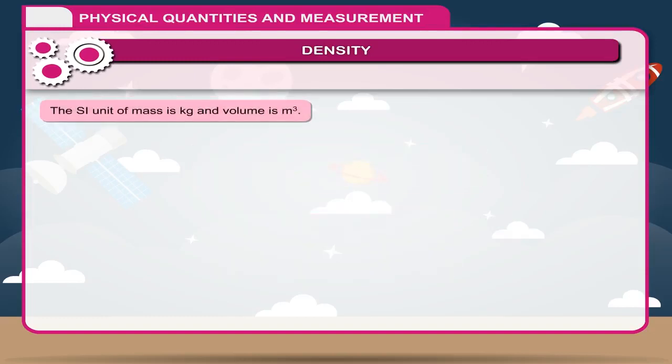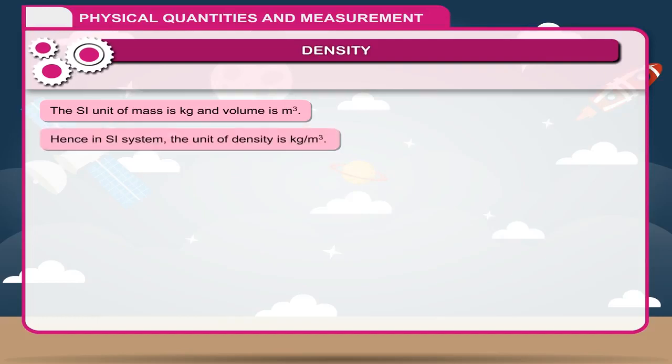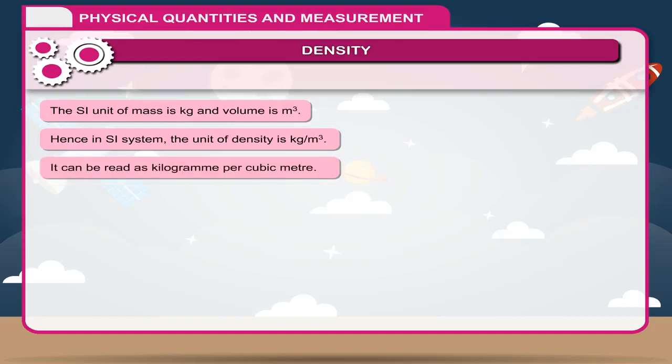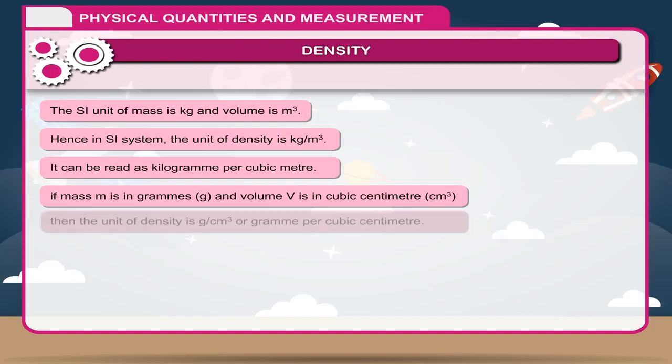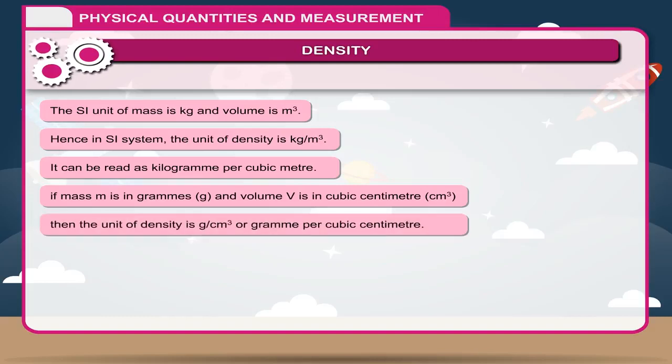The SI unit of mass is kilogram and of volume is meter cube. Hence, in the SI system, the unit of density is kilogram per meter cube. It can be read as kilogram per meter cube. In small units, if mass m is in grams g and volume v is in cubic centimeter, then the unit of density is gram per centimeter cube or gram per cubic centimeter.